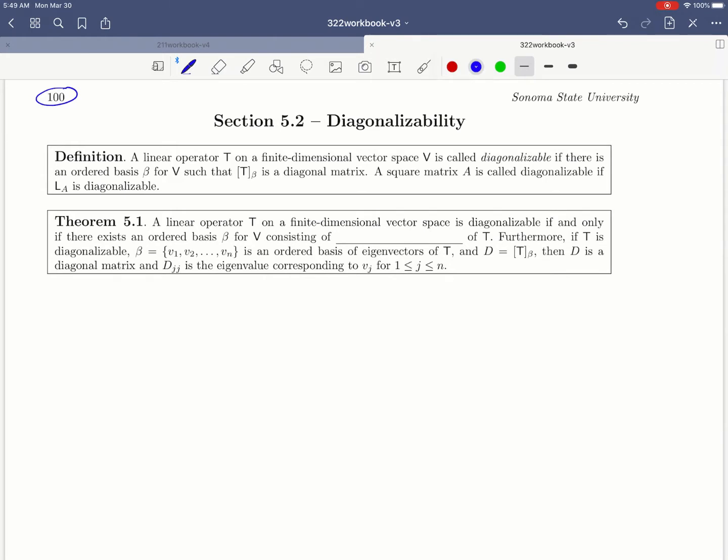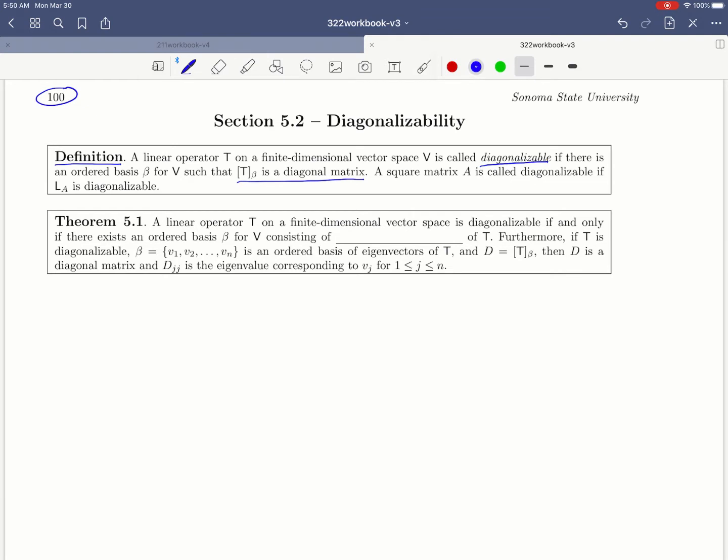Diagonalizability is a property of a linear operator that's nice in the sense that it allows us to find matrices that are really simple. I think the best way to understand this is just to dive in and look at the definition. A linear operator T on a finite dimensional vector space is called diagonalizable if there's an ordered basis for that vector space so that the matrix relative to that basis is diagonal.